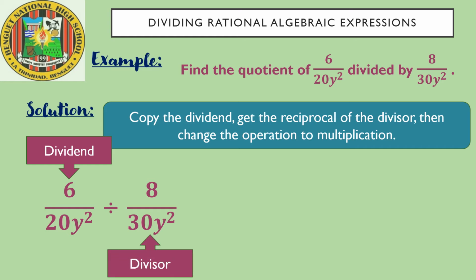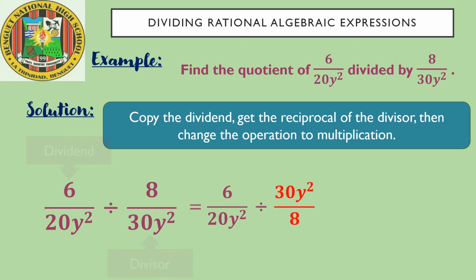Therefore, we copy the dividend, which is 6 over 20y squared, get the reciprocal of the divisor, which is 30y squared over 8, and then change the division sign to multiplication sign. We are now ready for the second step.